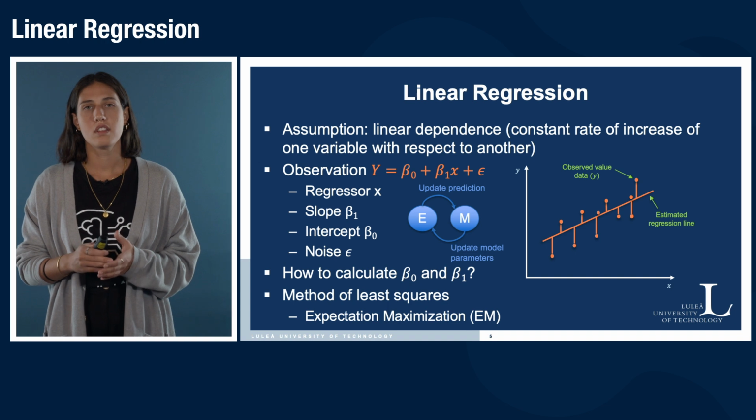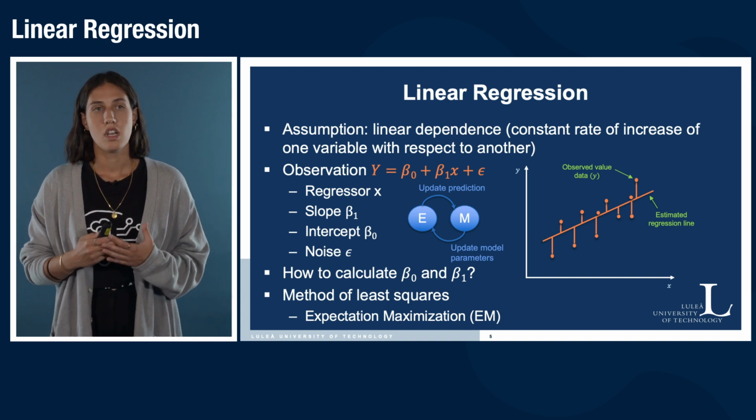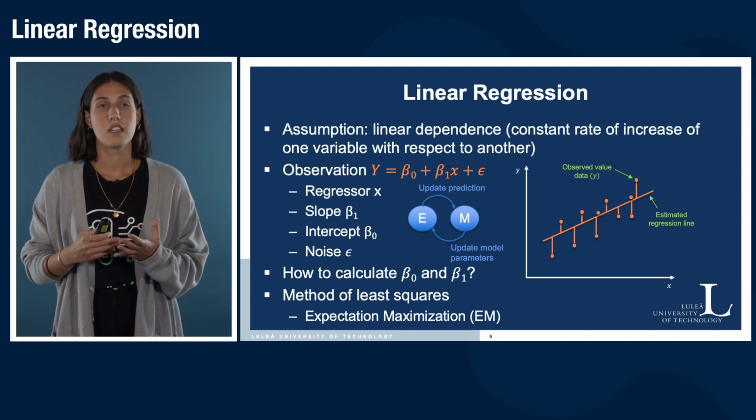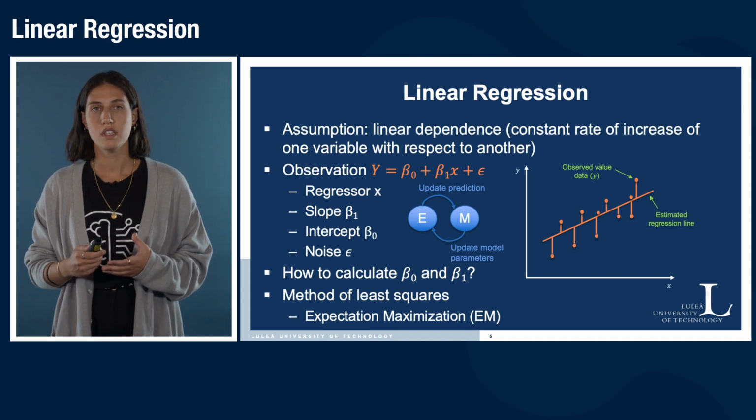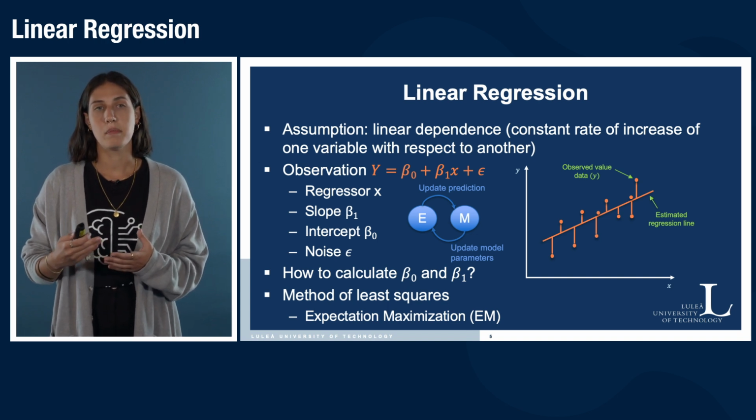This principle is called expectation maximization. We make a prediction and then we update the model parameters, in this case beta 0 and beta 1, in order to fit the line in the best possible way.